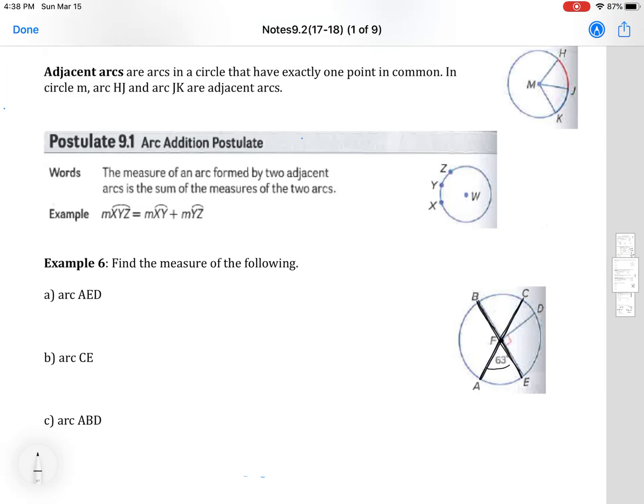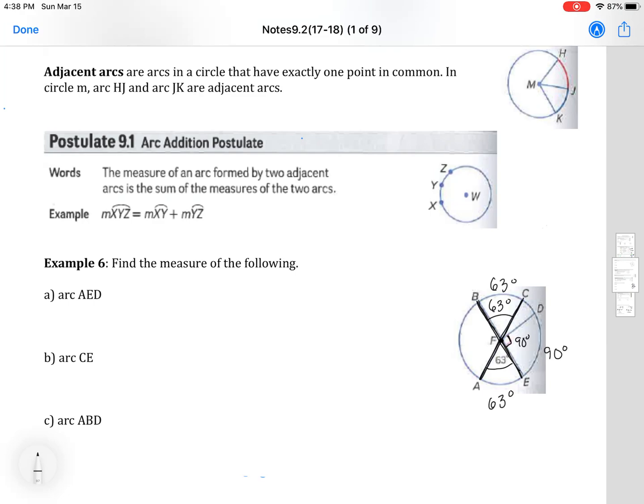So if this is 63, going way back a few chapters, we have vertical angles, 63. If the angles are 63, we know the arcs are 63. This little box right here means 90 degrees. Well, if that's 90 degrees, then we know the arc is 90 degrees.